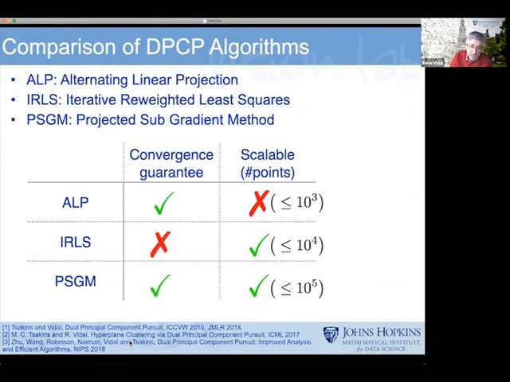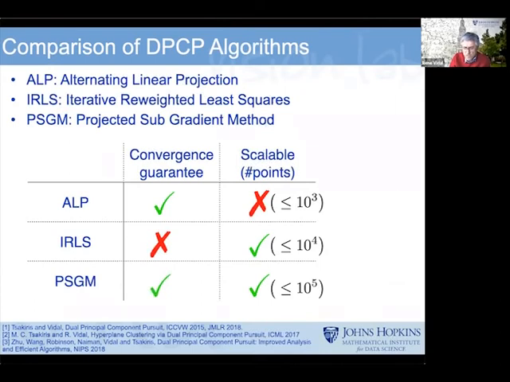So in summary, I've presented 3 algorithms. The alternating linear programs converge in a finite number of steps, but it is not very scalable because it requires solving a linear program at every iteration. The iterative reweighted least squares, we don't have a theory proving that it converges, but it's more scalable. We've tried it here with 10 to the 4 data points. And the projected subgradient method is both: we have a theory for convergence, and we are also able to scale it to say 100,000 data points.